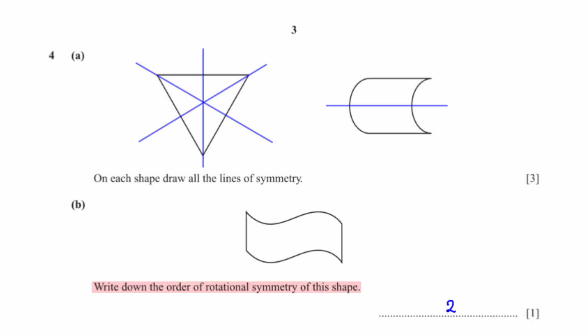Write down the order of rotational symmetry of this shape. The order of rotational symmetry is the number of times a shape looks exactly like the original when rotated through 360 degrees. This shape looks the same when rotated 180 degrees and when rotated 360 degrees. And so the order of rotational symmetry is 2.